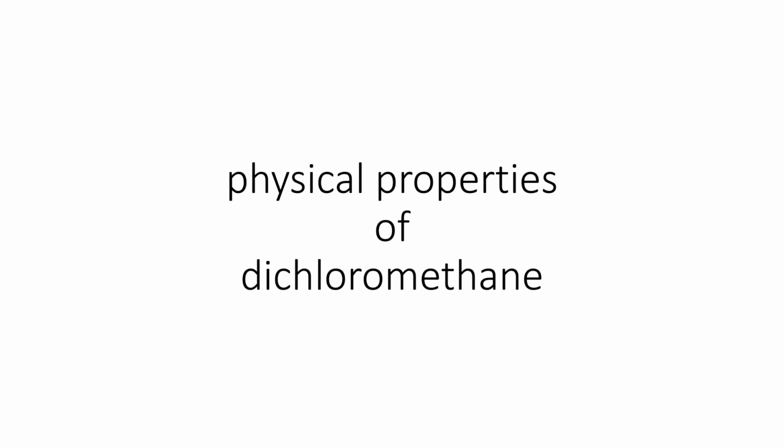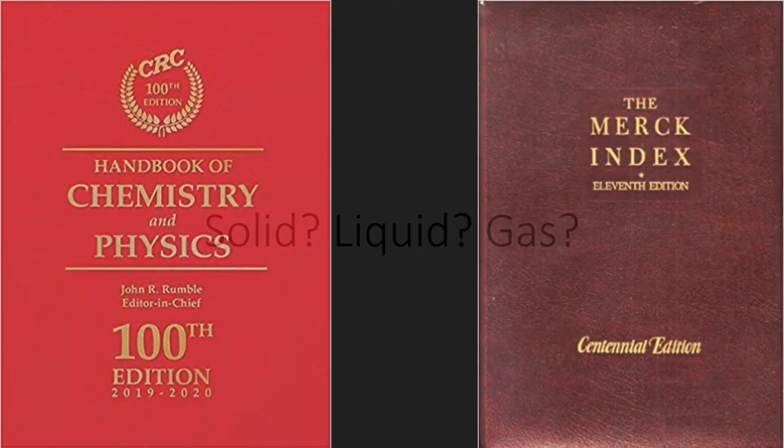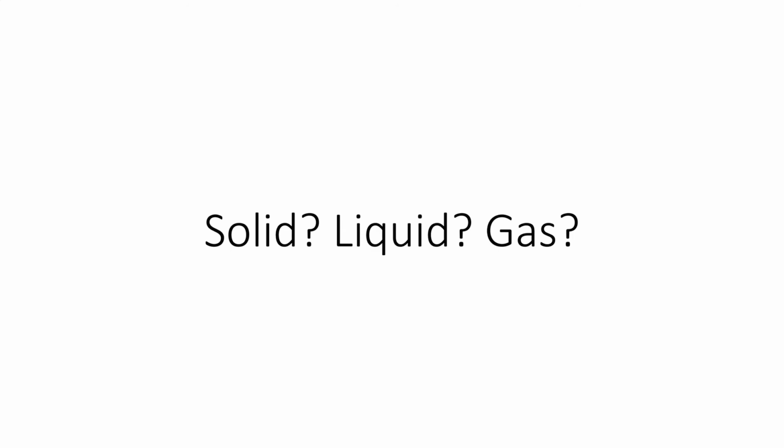Physical properties of dichloromethane. So once you zoom out and you have these quintillions of dichloromethane molecules existing together next to each other, they have certain personality traits as a community. They stick together and act in a similar way as a community. And those community traits are called the physical properties of dichloromethane. You can look physical properties up in reliable handbooks like the CRC handbook on the left here and the Merck index on the right. One physical property is the phase of the molecule, whether it's a solid, liquid, or gas.